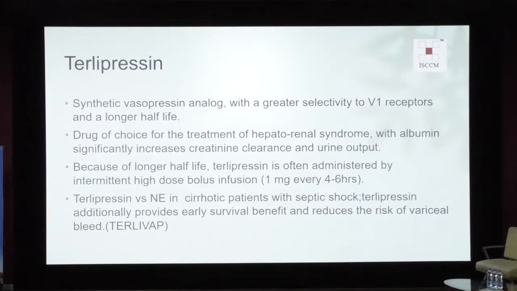Coming to terlipressin, this is a synthetic vasopressin analog with a greater selectivity for the V1 receptor and a longer half-life. It is a drug of choice in hepatorenal syndrome, and with albumin it significantly increases creatinine clearance and urine output. Because of the longer half-life, terlipressin is often administered as intermittent high-dose infusion, 1 mg every 4 to 6 hours. And in the TERLIVAP study, terlipressin compared to NE in cirrhotic patients with septic shock additionally provides early survival benefit and reduces the risk of variceal bleed.